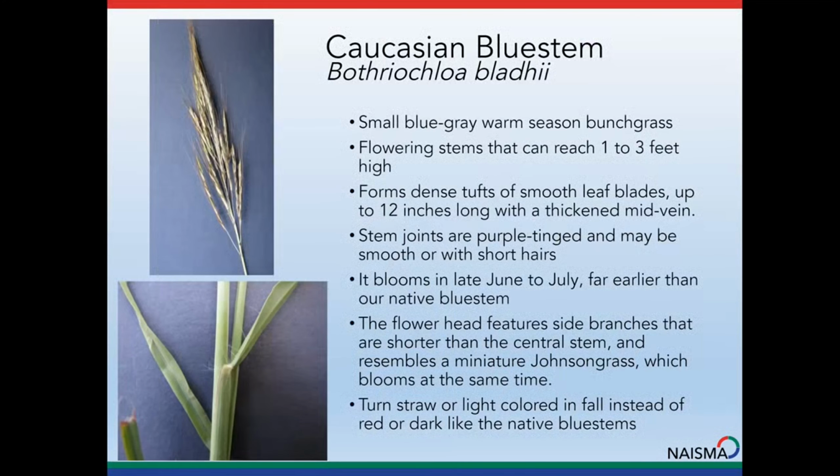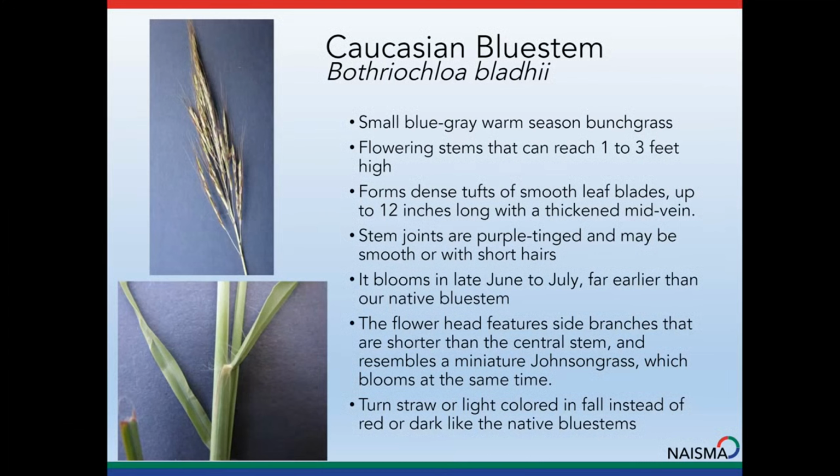So this is a species I have not actually ever seen. It was added, this is one of the most recent additions to the NAISMA list. This is Caucasian blue stem. It's an invasive blue stem that we have mostly, to my understanding, eastern Kansas, some in Nebraska, some up north into Dakotas, and I believe southern as well.